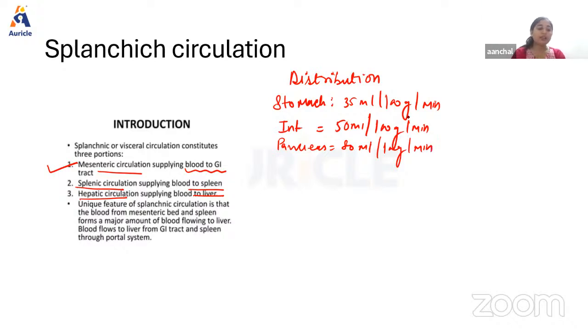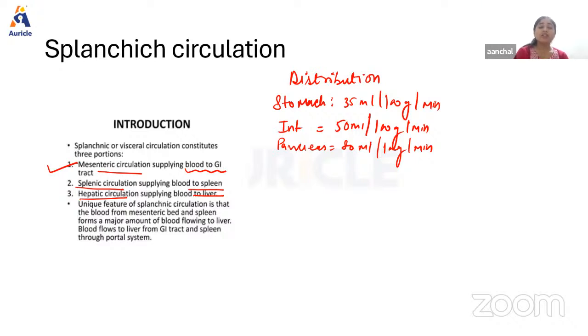The regulation of the mesenteric circulation is done by local autoregulation with the activity of the GI tract. Whenever there is contraction of the wall of the GI tract, it reduces blood flow due to compression of blood vessels, and relaxation of the wall of the GI tract leads to increase in blood flow due to removal of compression on the blood vessels.